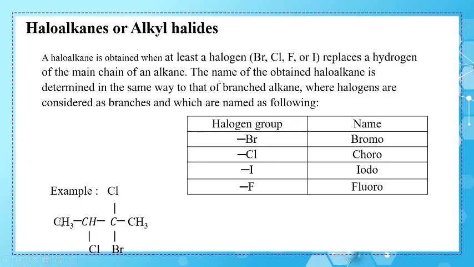So if we start from this extremity, we have 2, 3, 3, and if we start from this extremity, we have 2, 2, 3. So here the numbers are smallest, so we have to choose this direction, and we have to name bromo before chloro, since B comes before C in alphabetical order. So we have 2-bromo-2,3-dichlorobutane.